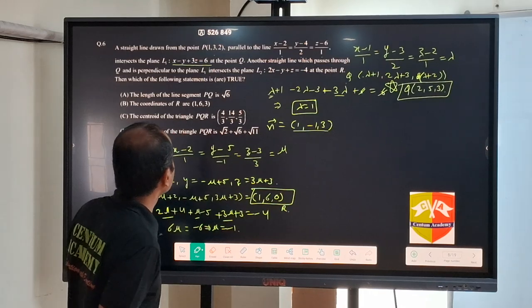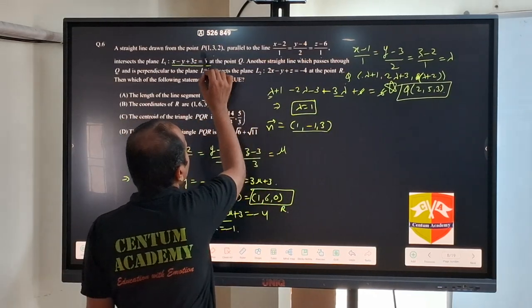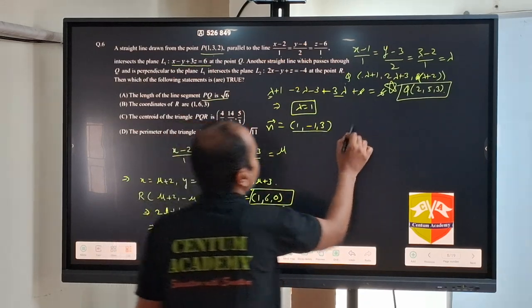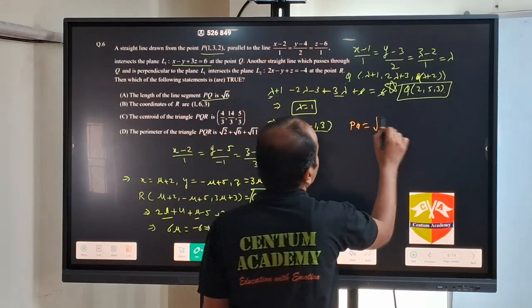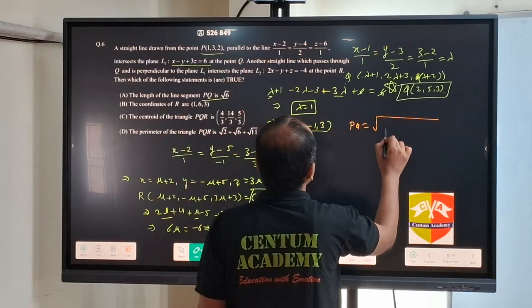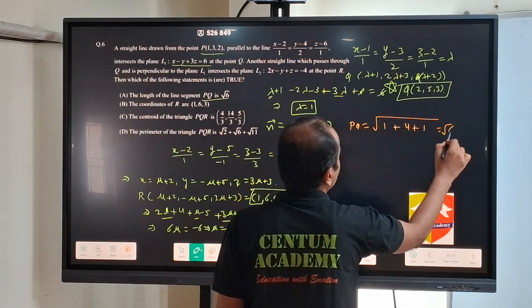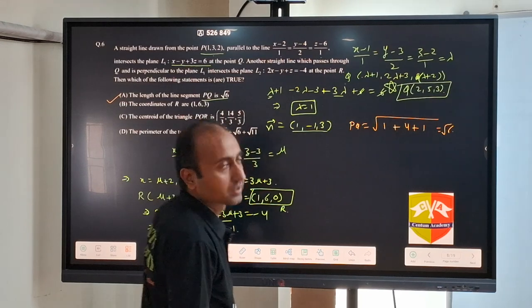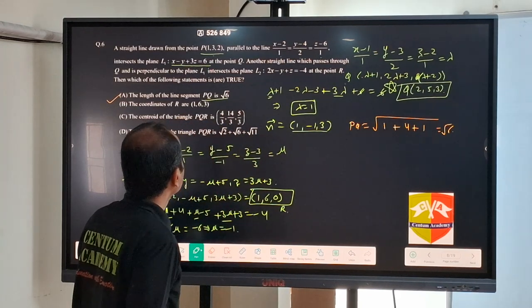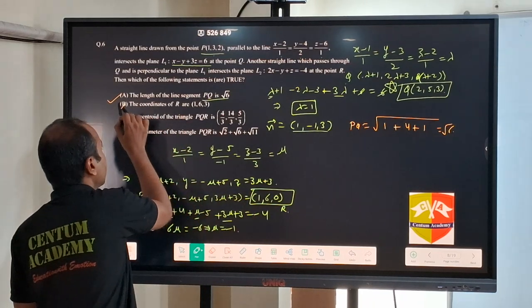Now which of the following options are true? The length of line segment PQ is root 6. P is (1, 3, 2), Q is (2, 5, 3). So let us calculate PQ. My PQ length will be root of (2 minus 1) is 1 square plus 2 square plus 1 square, that is root 6. That is indeed true. Next is coordinates of R are (1, 6, 3). That is false. It is (1, 6, 0).